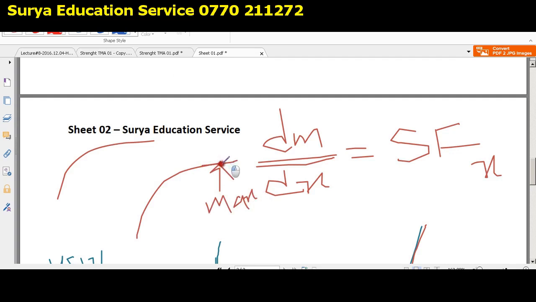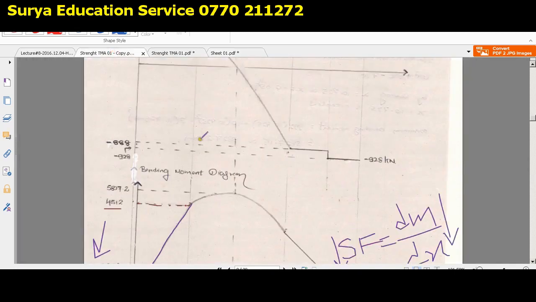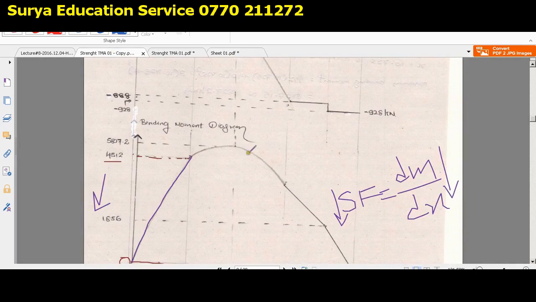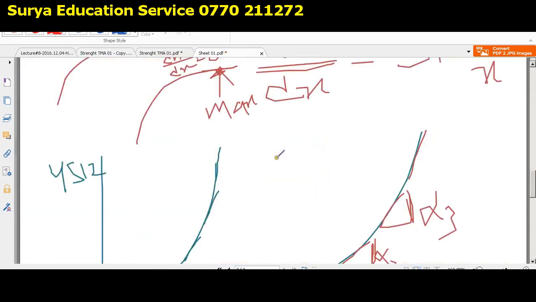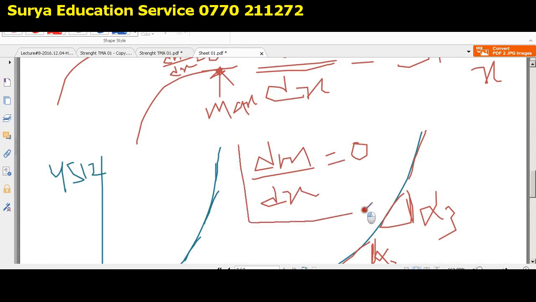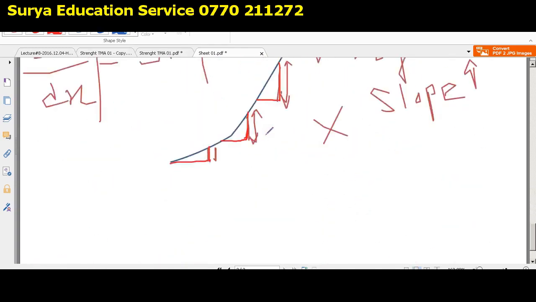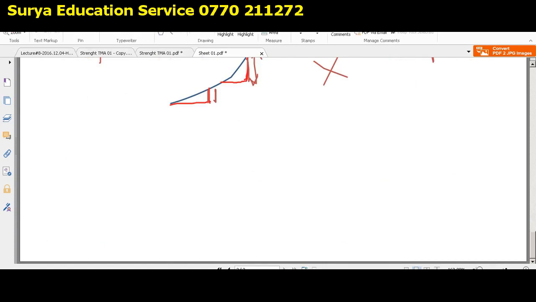At here, if the bending moment is maximum, what can you say about the slope? At this particular point, dm by dx should be 0, right? So by looking at this curve, at one particular point dm by dx should be 0. Why? Because at that point bending moment is maximum. Did you get that? Okay, I will explain that little part here again.